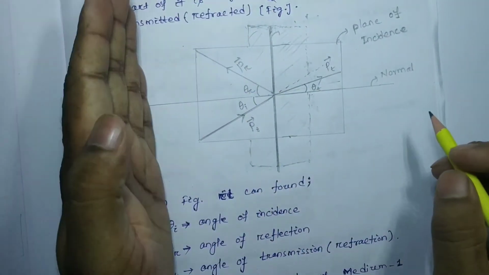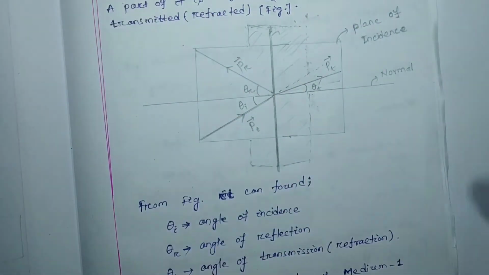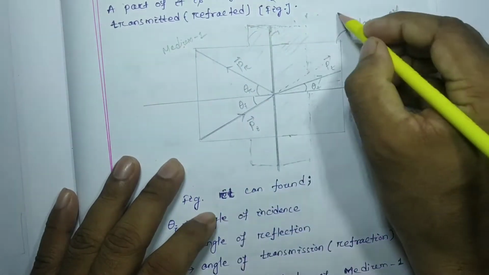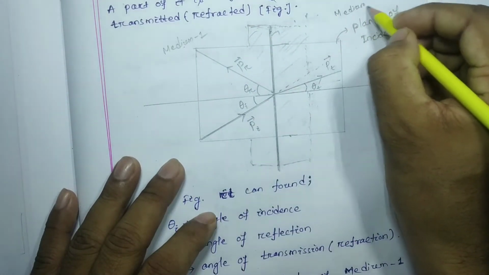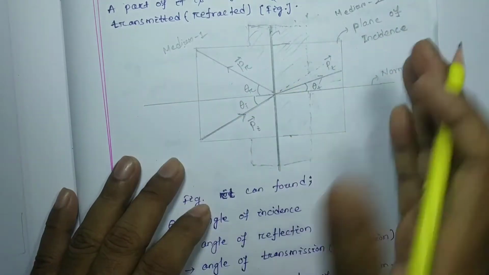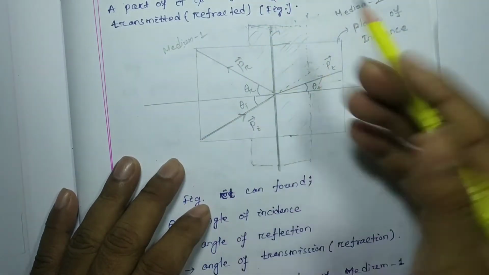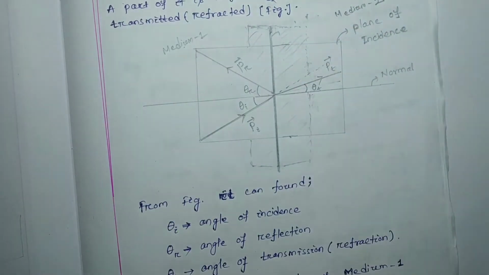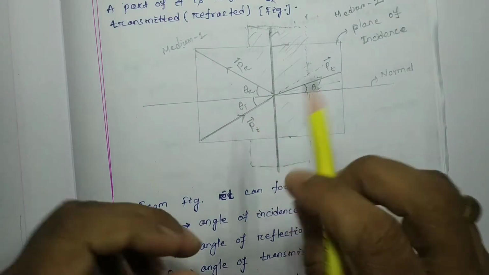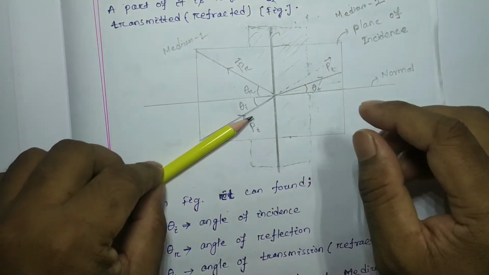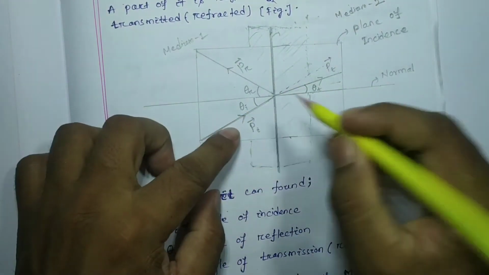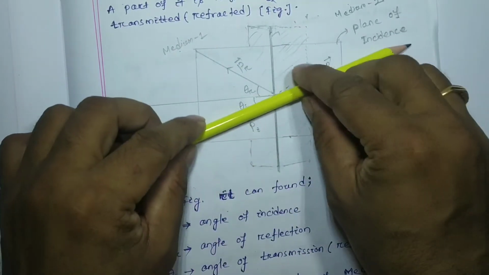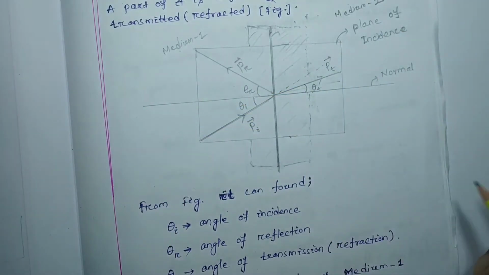This side is your medium 1, and this side is your medium 2, but both are dielectric. Dielectric interface means this is a perfectly dielectric interface. As we know, when a wave is incident at an angle to a surface, part of it is reflected and part of it is refracted or transmitted. Here also we are going to get the same thing.